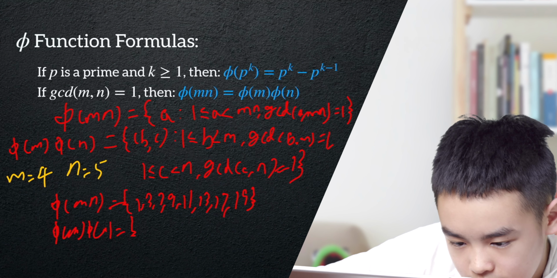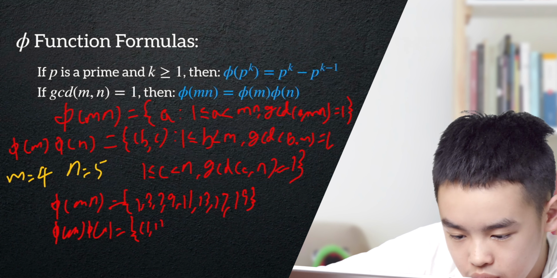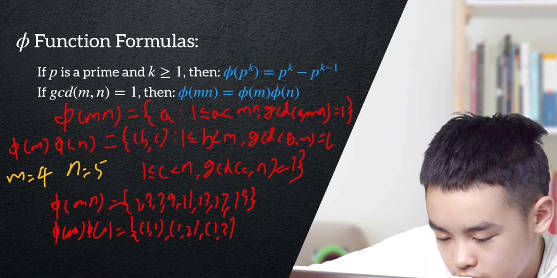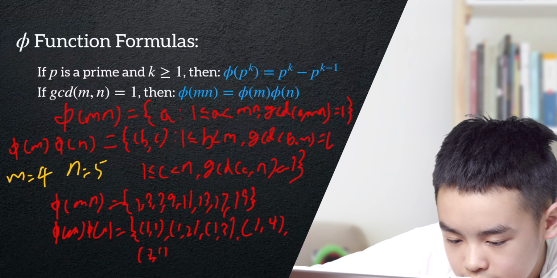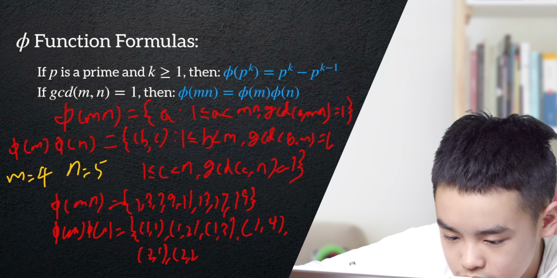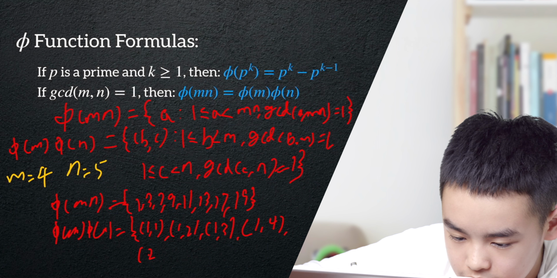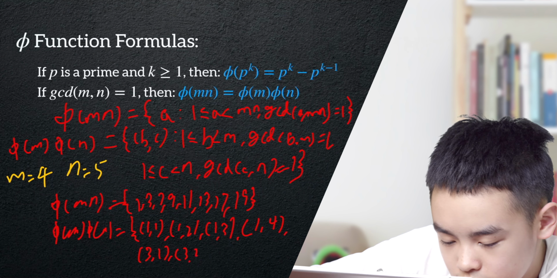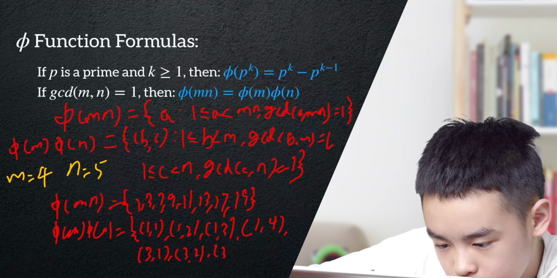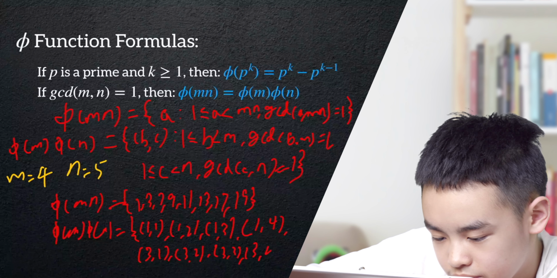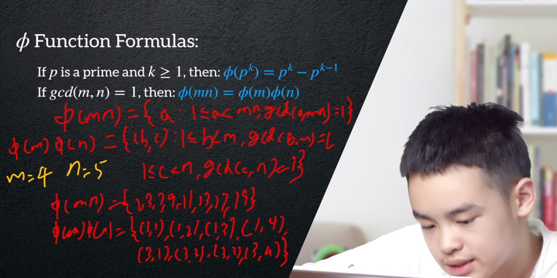And on to phi m times phi n. It contains 8 ordered pairs. 1, 1, 1, 2, 1, 3, 1, 4. On to the next line. 2, 1, 2, 2. Oops. Brain isn't working too well today. 3 1, 3 2, 3 3, and of course 3 4. And that is the end of the list.